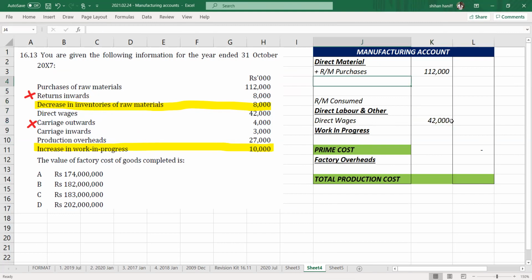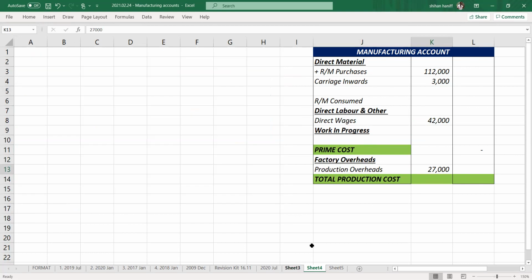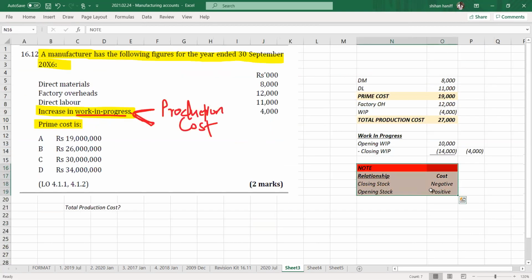Carriage inwards will be added to the purchases. 3,000. Production overheads, it's factory overheads, 27,000. Now we have the material and work in progress. So as I said in the previous note, this is the relationship.